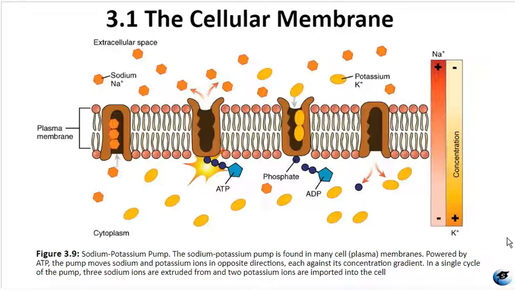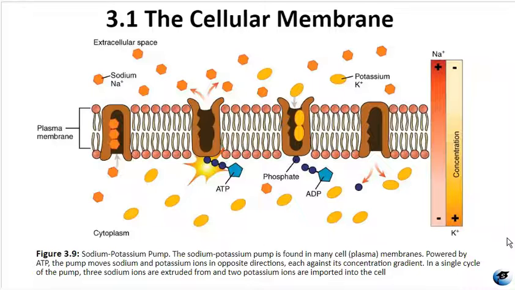The sodium-potassium pump is a membrane protein responsible for maintaining the electrochemical gradient across the cell membrane. It actively transports sodium ions out of the cell and potassium ions into the cell against their respective concentration gradients, utilizing energy derived from the hydrolysis of adenosine triphosphate, or ATP. The net result is the active transport of 3 sodium ions out of the cell and 2 potassium ions into the cell during each cycle.